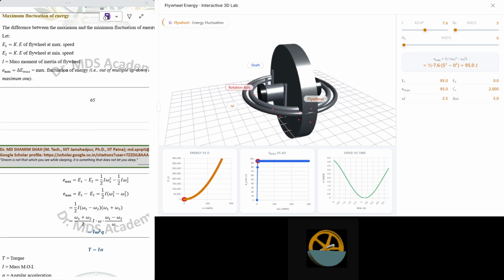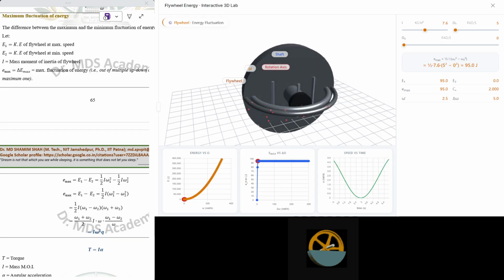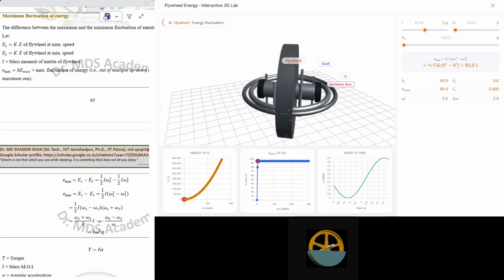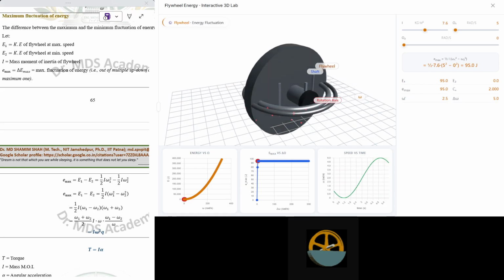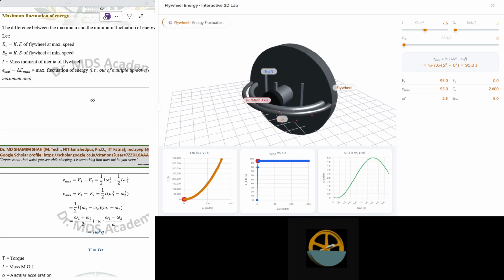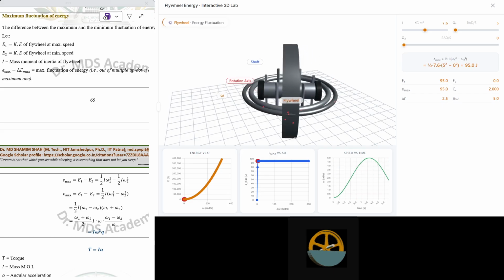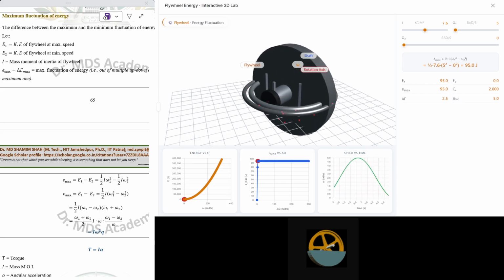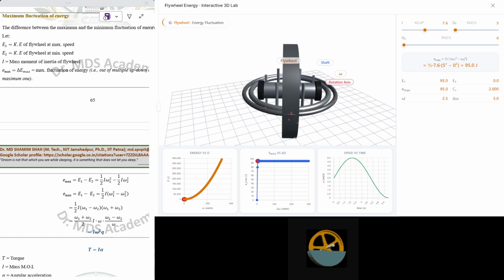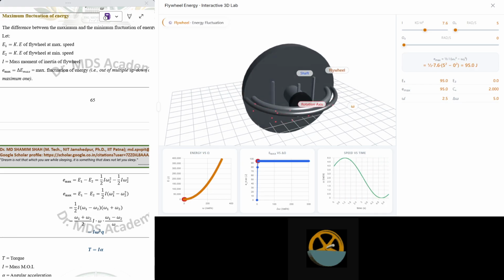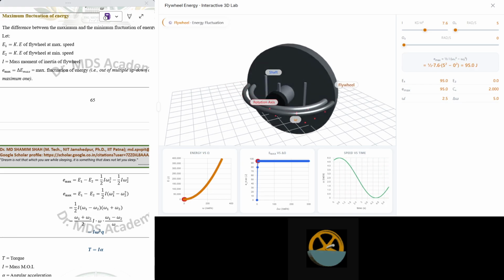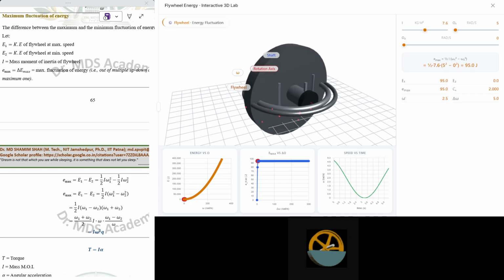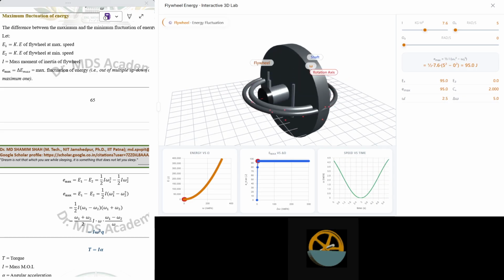So we had seen in the flywheel the maximum fluctuation of energy was given by E1 minus E2. E1 was the maximum energy stored in the flywheel at maximum speed. E2 was the energy stored at the minimum speed, which can further be written as 1 by 2 I omega 1 square minus 1 by 2 I omega 2 square. Omega 1 was the maximum flywheel speed and omega 2 was the minimum flywheel speed.